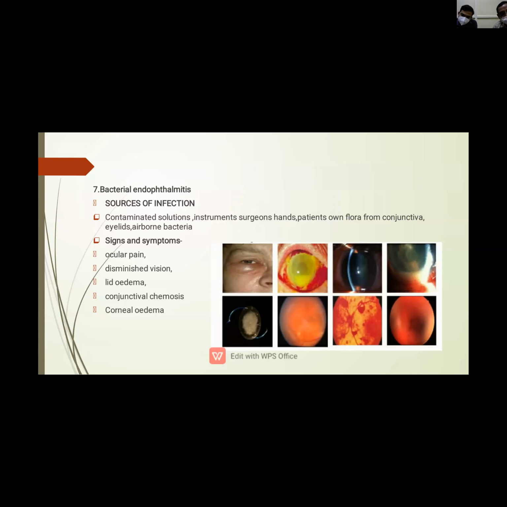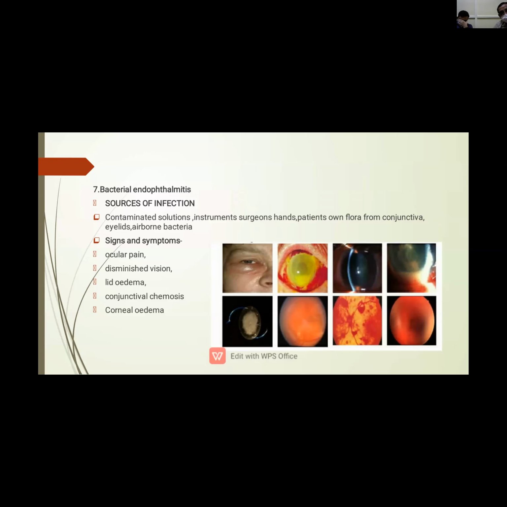Another thing, if you suspect bacterial endophthalmitis, you can do a B scan, where you see the hazing completely. There are a lot of opacities in the vitreous. That's what you can see on the B scan. That nearly confirms endophthalmitis.